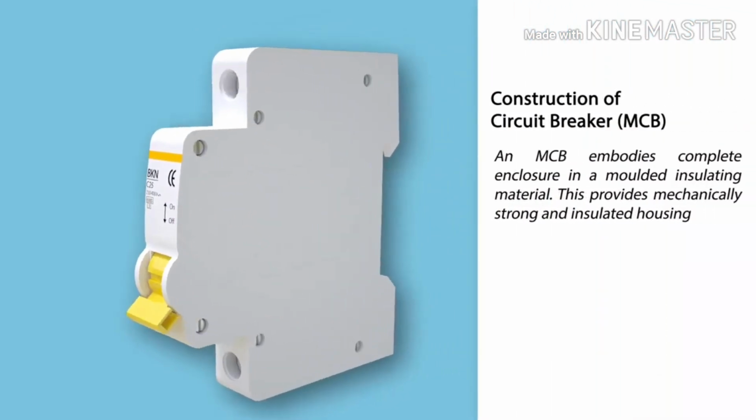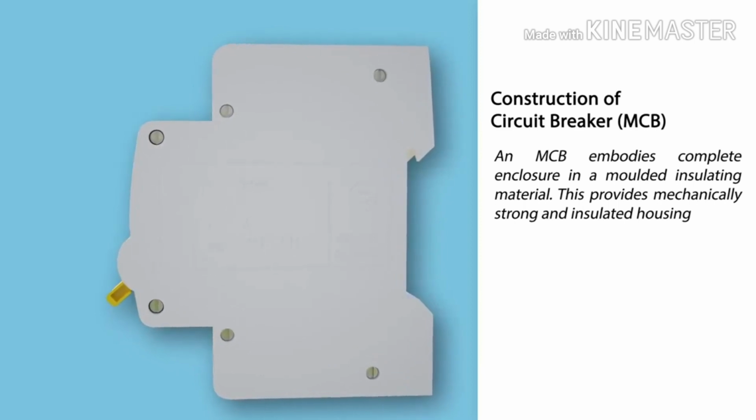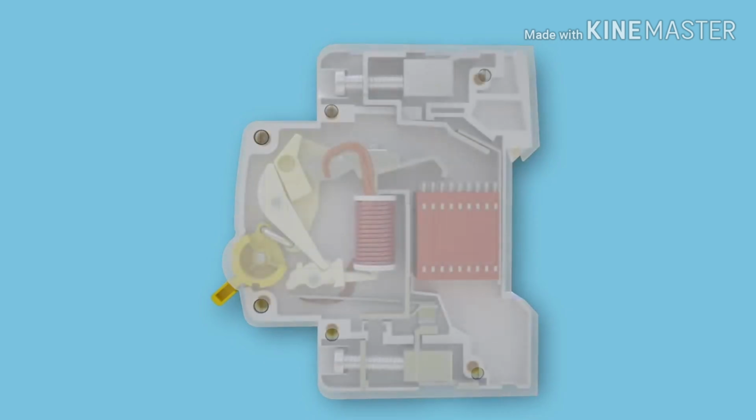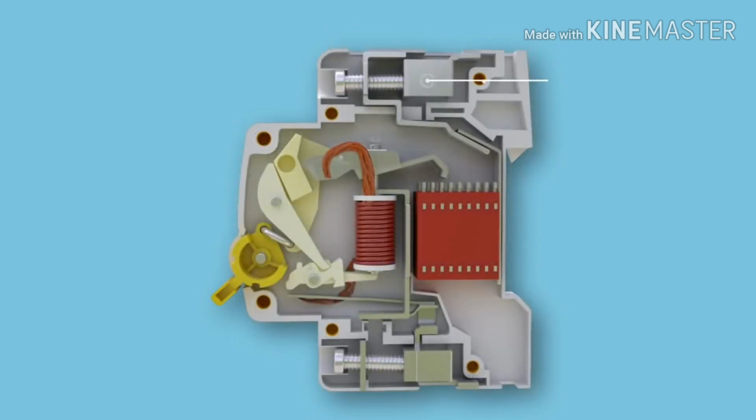Construction of circuit breaker, M.C.B. An M.C.B. embodies complete enclosure in a molded insulating material. This provides mechanically strong and insulated housing. Remaining parts of M.C.B. are: incoming terminal. Incoming terminal is made up of electrolytic copper or silver alloy, and this is where the incoming phase is fixed.